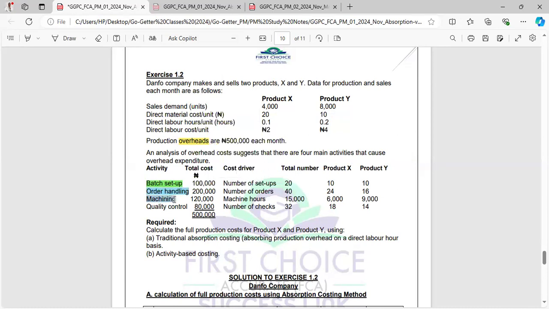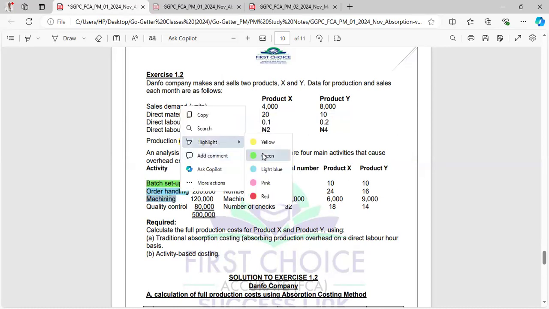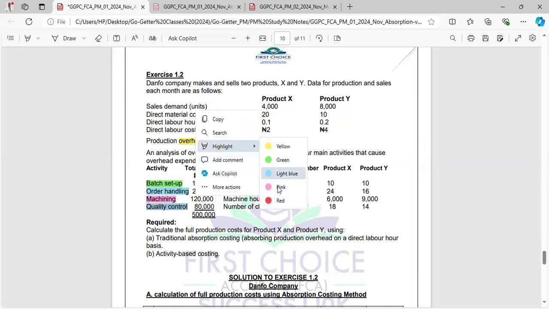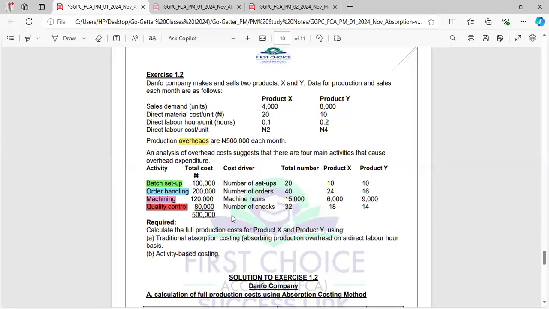This is the third activity. And this is the last activity. So all these are the activities. And now you can see the 500,000, which is the labor, which is the overhead expenses, that is the same with what they told you here. We are told that this overhead is 500 each month, and that's the overhead here.